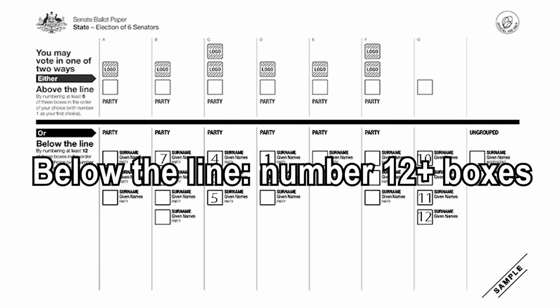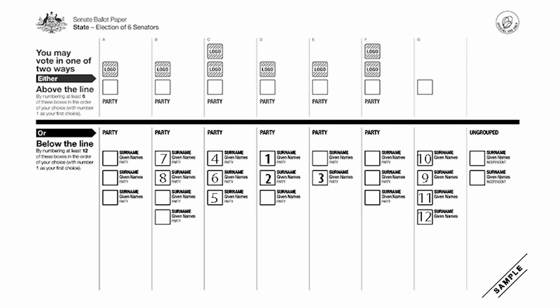You don't need to fill in all of them, but if you want to, then go for it. Below the line, you can number the candidates in whatever order you like, which allows you more nuance in how you'd like to express your preferences. You can include some of the candidates in a party but not others, or just one of them, or rearrange the order, etc. It's up to you.